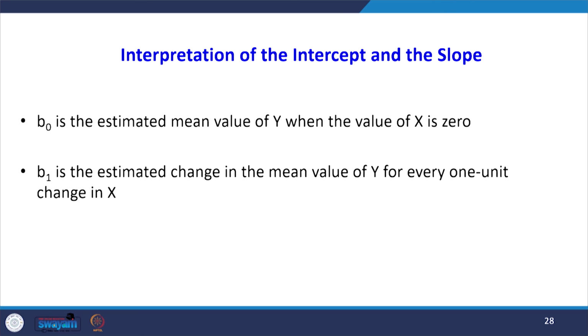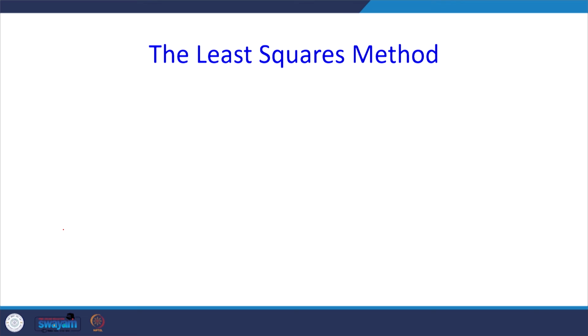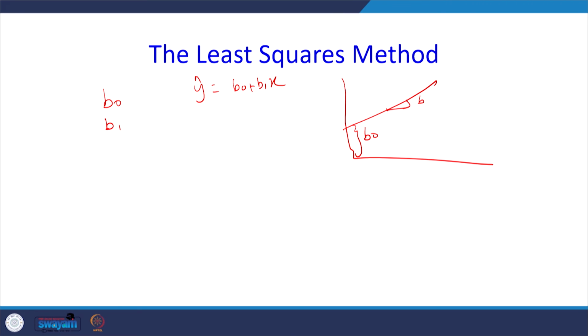B0 is the estimated mean value of y when the value of x is 0. B1 is the estimated change in the mean value of y for every 1 unit change in x. Now, to construct a regression equation, we need two things: one is B0, another one is B1. Suppose I write y hat equal to B0 plus B1 x. Suppose the regression equation is like this. So, this intercept is B0, this slope is B1.